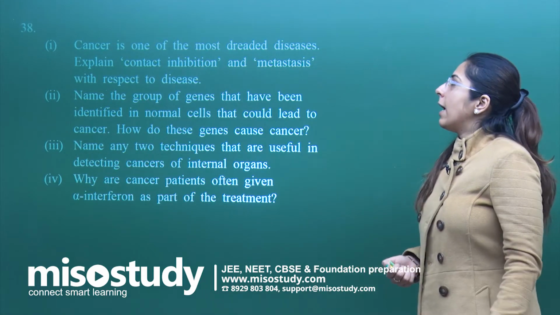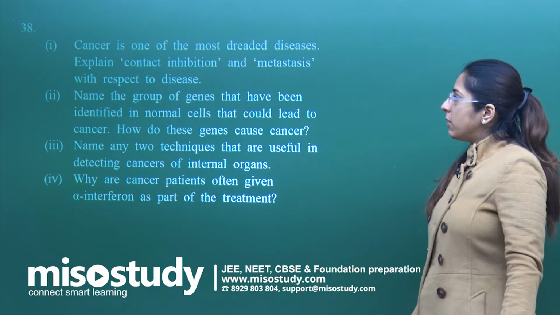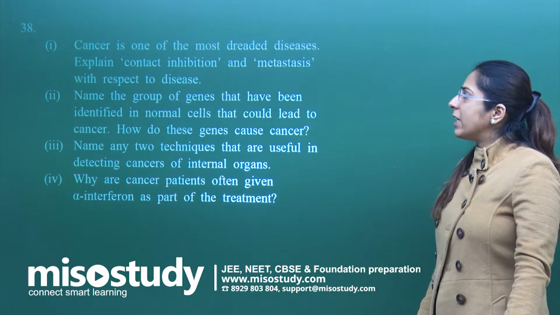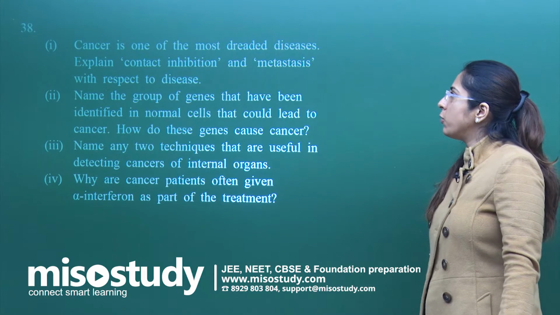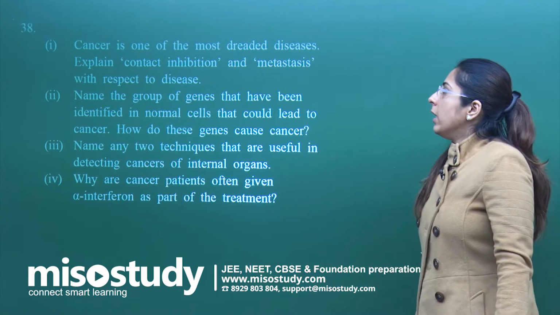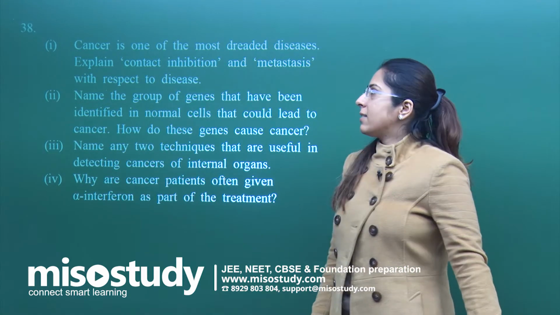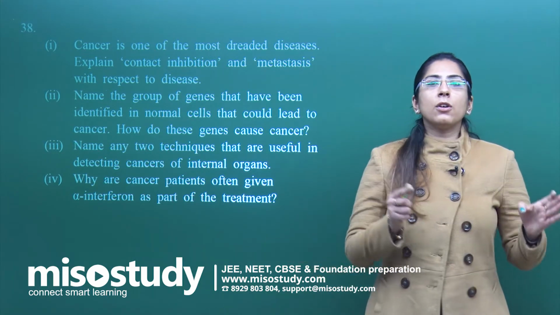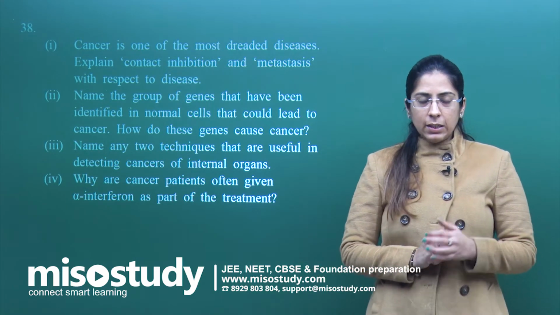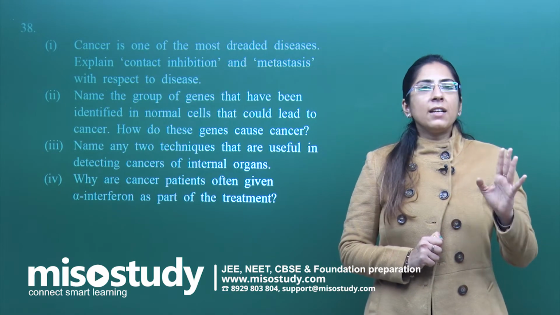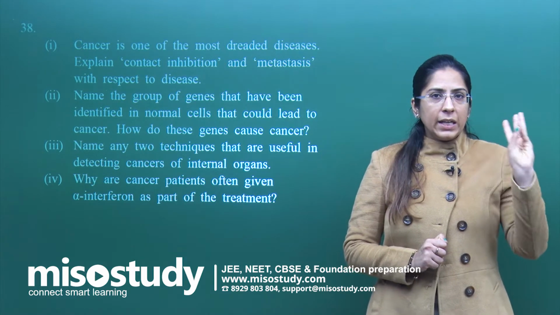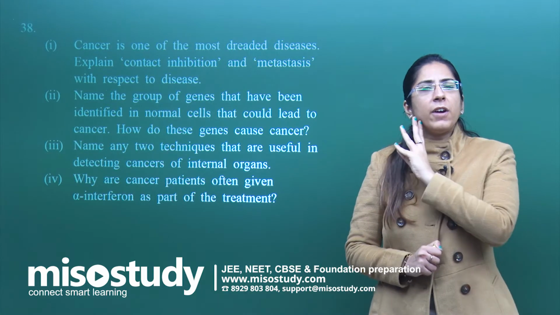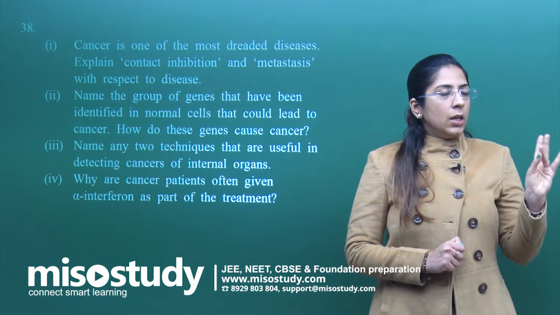Now, question 38. Let's move on to the question where I am reading the first part. Cancer is one of the most dreaded diseases that we know. Explain contact inhibition and metastasis with respect to the disease. Now, contact inhibition and metastasis relate to the properties of cancer cells. The first property is that they are rapidly dividing cells. They divide at a very fast rate.